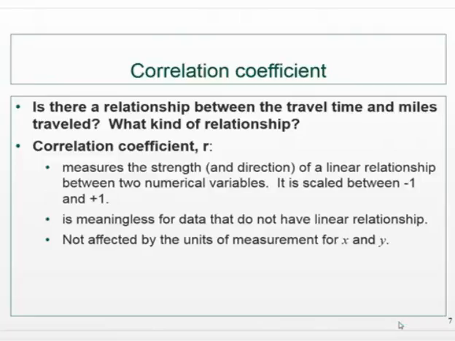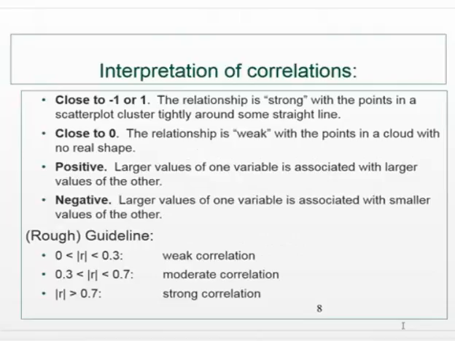Now, if the correlation was -1, then that would mean what? No relationship? Negative relationship. And it's a very strong negative relationship. So let's take a look. If it's close to +1, that means you have a strong relationship.